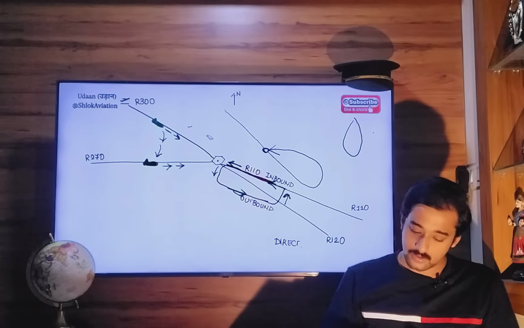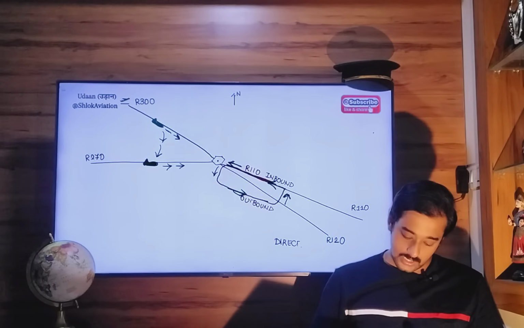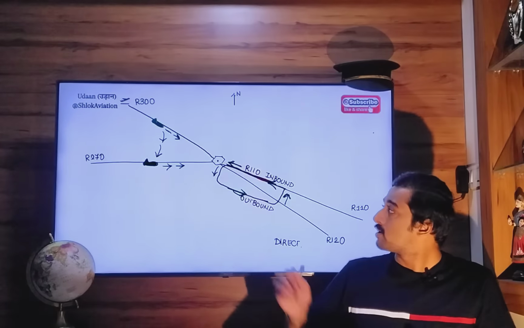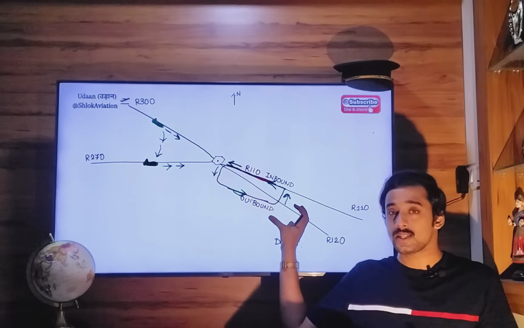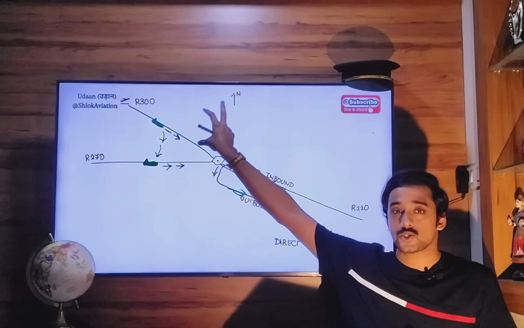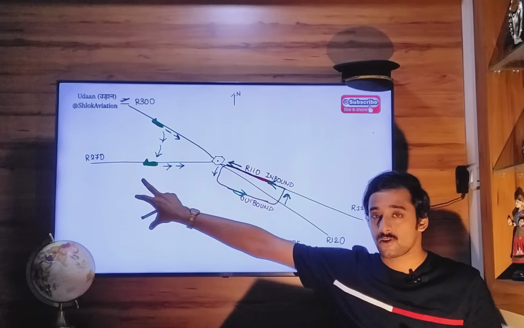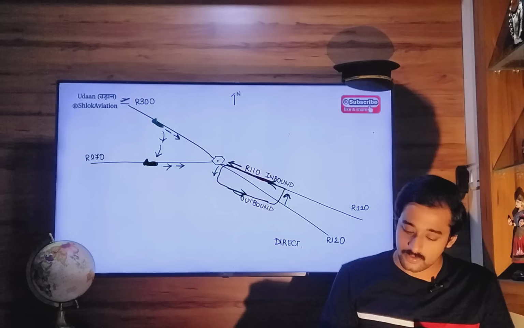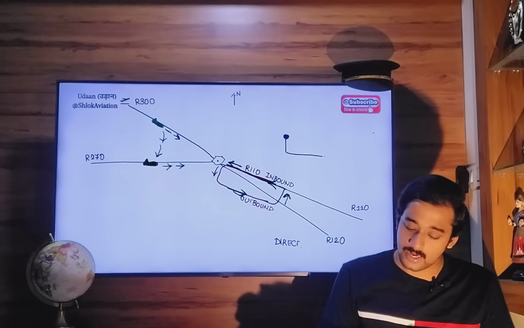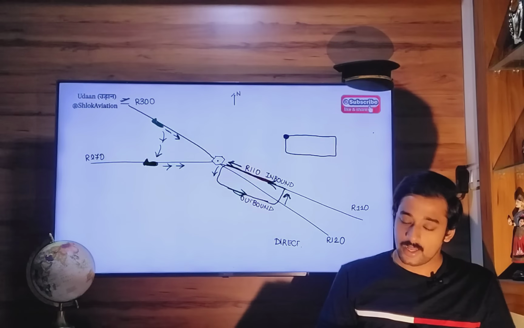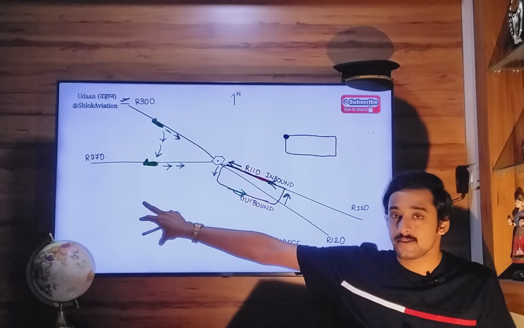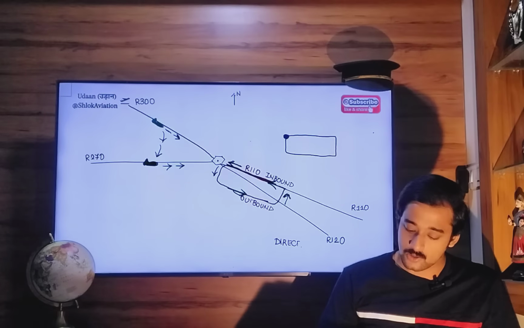Next is parallel entry. The parallel entry will be used by any aircraft which is coming from neither this direction nor this direction, so from any other direction like here. So when you are coming from this direction, let's say this is your station, and you are expected to make a left hand holding pattern like this. When you come from any other direction, like from the west side, from somewhere here, southwest, you will fly direct to the station.